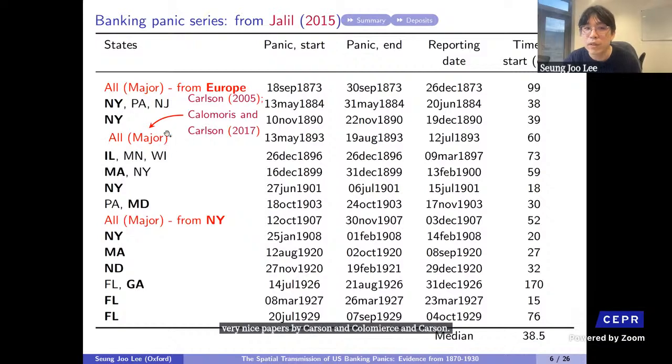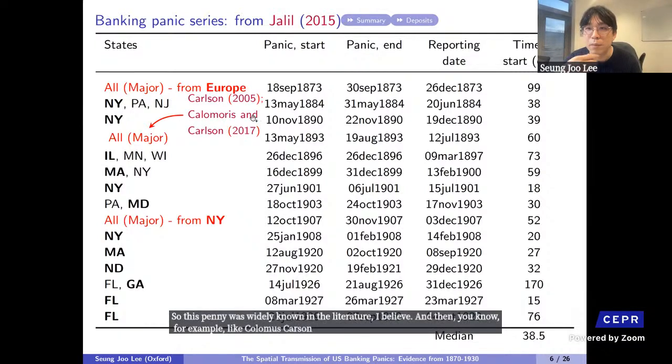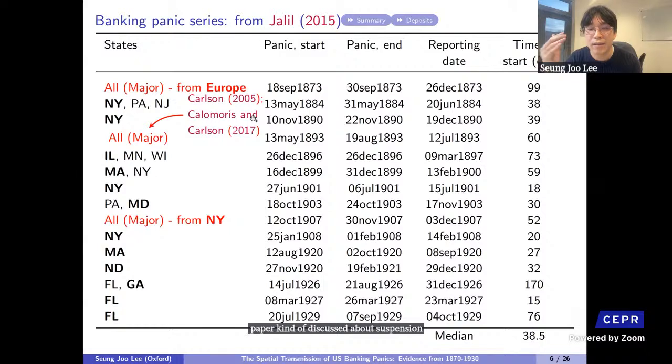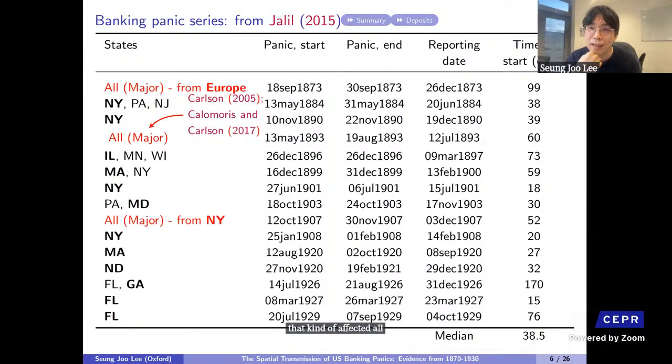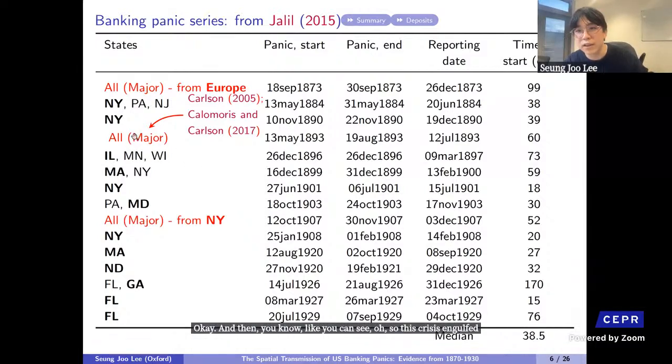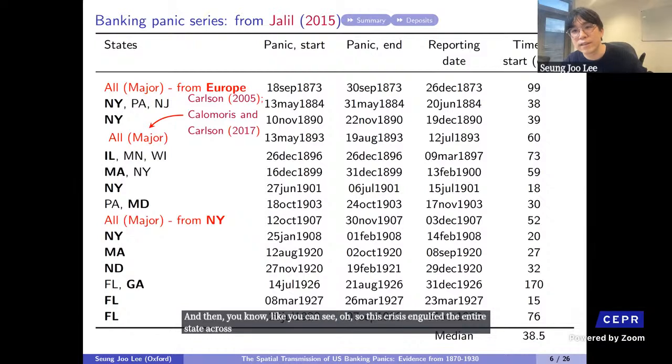So this panic was widely known in the literature, I believe. For example, the Calomiris and Carson paper discussed the suspension of convertibility at that time by New York City banks, which affected all the different banks in other states. So you can see this crisis engulfed the entire United States.